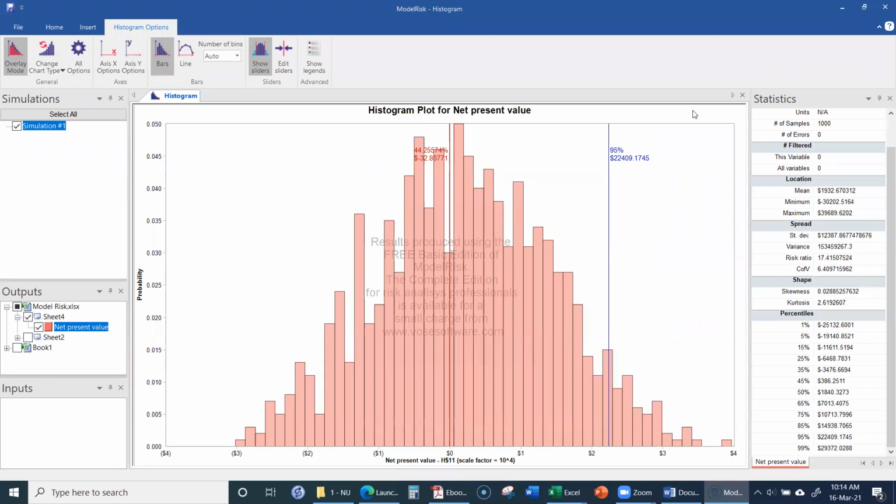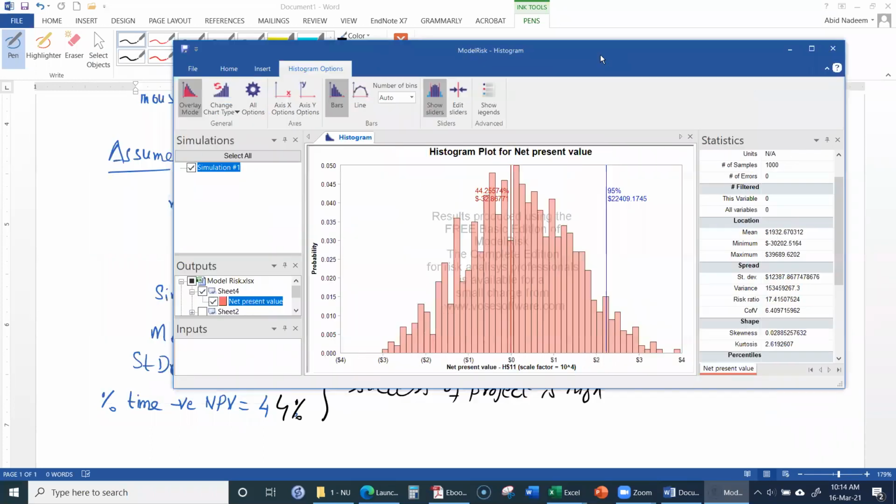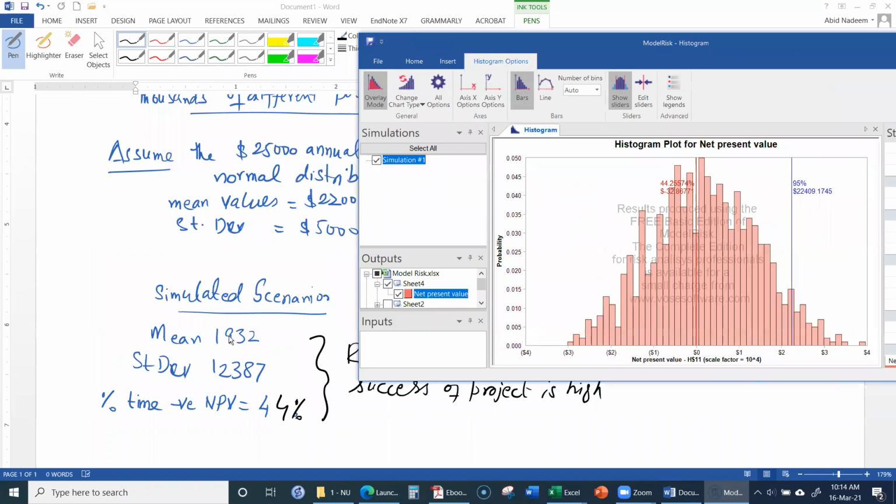Professor? Yes. At what percentage then would it have been a fine project to invest in? Yeah. So for a low risk project, the standard deviation must be less than the mean value, and at least for this percentage, the time the net present value is negative should also be much lower as well.